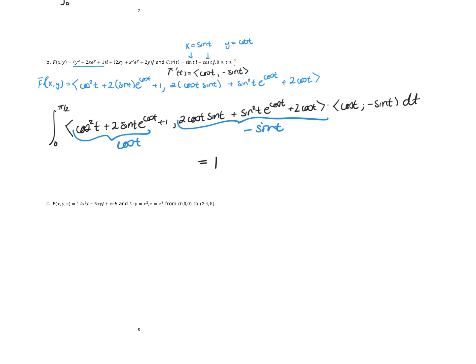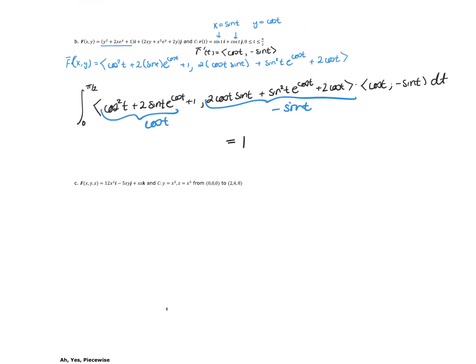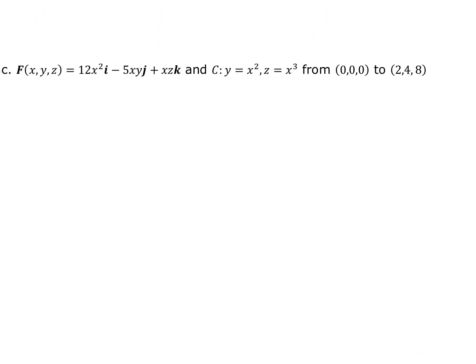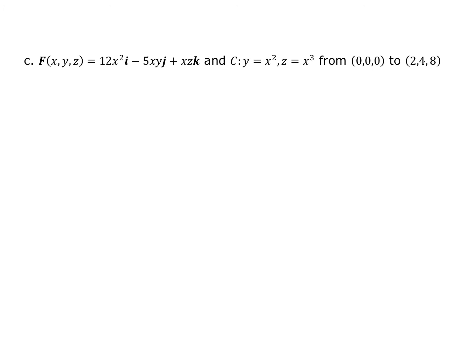Let's take a look at my last example. Well, actually, no, this is my last example before I go piecewise. Let's zoom in on this one. So here's my function, or here's my vector field.